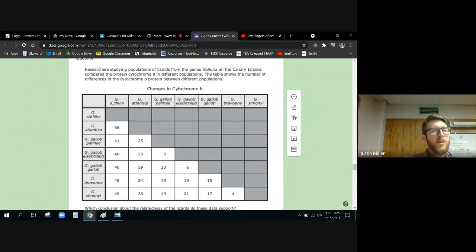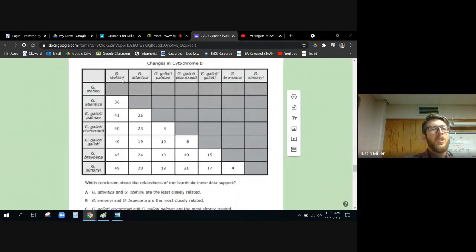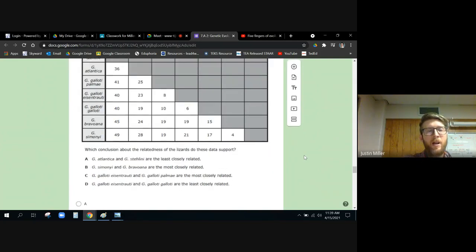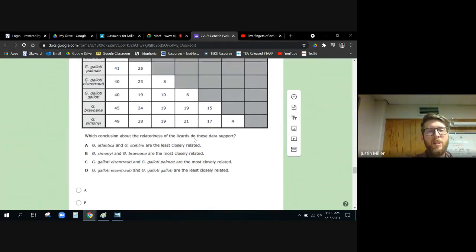So the way you read this is you look at this species on top, and if you want to compare it to another species, you look for that species on the side. So if you want to compare this to this one, you'd look here. Right, and that's a big difference, but not as big as the other ones. Right? All these other ones are even bigger. Yeah. So anyway, which conclusion about the relatedness of the lizards does the data support?